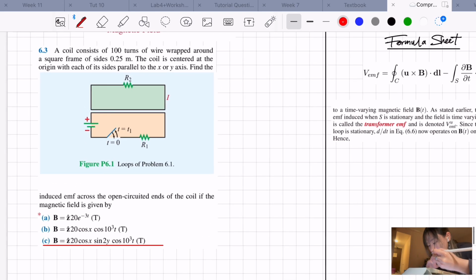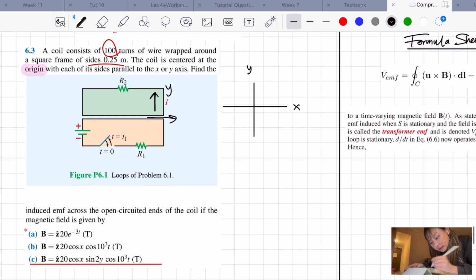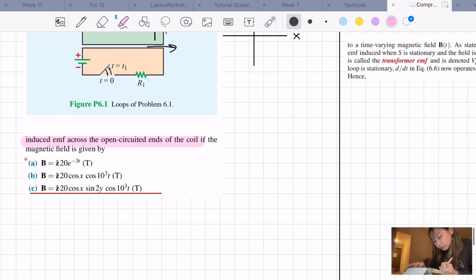Stationary loop in a time-varying magnetic field. So in this question, there's a coil that consists of 100 turns of wire wrapped around a square frame of size 0.25 meters. And this coil is centered at the origin with each of its sides parallel to the x or y axis. So if you define the x or y axis arbitrarily to be x, y, where we assume horizontal to be x, vertical to be y, and here they want us to find the induced EMF across the open circuited ends of the coil.